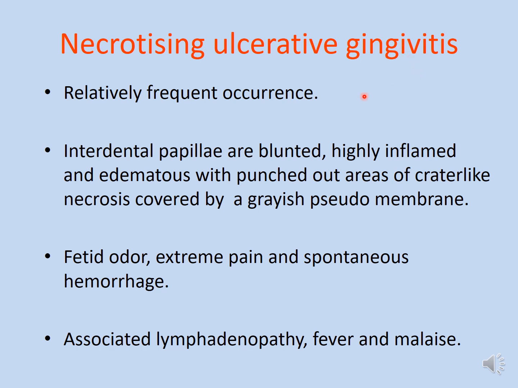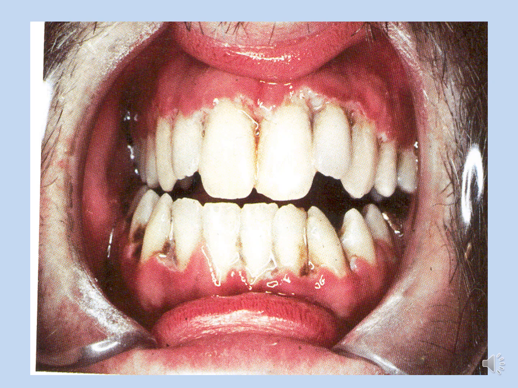The inflammatory change in the maxillary gingivas is what is referred to as linear marginal erythema. Necrotizing ulcerative gingivitis, relatively frequent occurrence. Okay, interdental papillas are blunted, highly inflamed and edematous with punched out areas of crater-like necrosis covered by gray pseudomembrane. Now, this presentation is very pathognomonic of necrotizing ulcerative gingivitis. Fetid odor, extreme pain, and spontaneous hemorrhage. Another very characteristic presentation. So associated with lymphadenopathy, fever, and malaise.